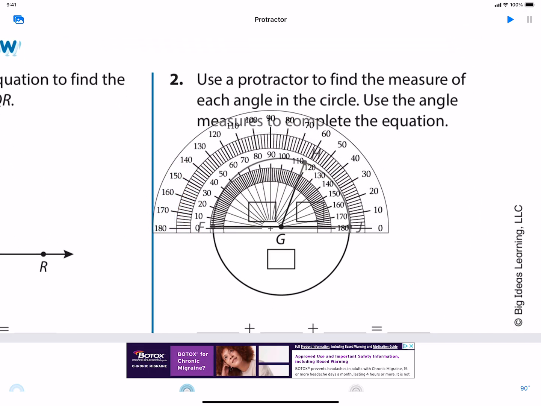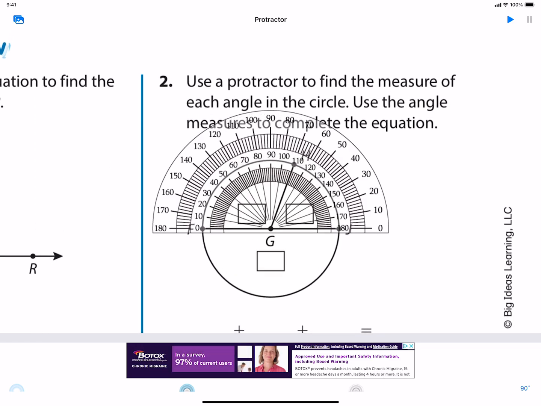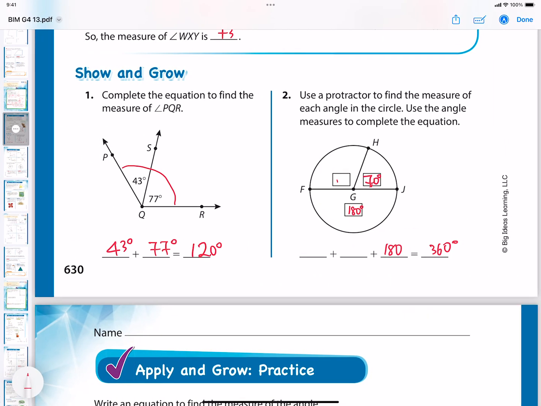Angle HGJ. You need to put the center and then align with the 0 degree mark. And see, this is an acute angle, right? So you need to use what? Yes, you need to use the outer circle. 10, 20, 30, 40, 50, 60, 70. So I can say this is 70 degrees. And I know since this has to be 180, which is a straight angle, it has to be 110. When you add this together, it has to be 180.